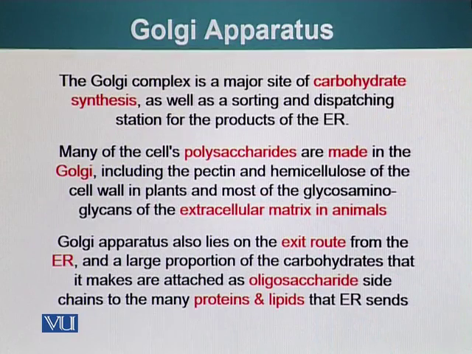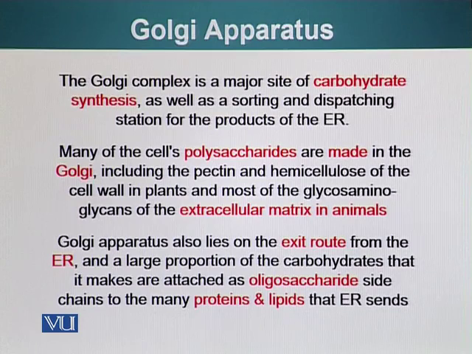Let me refresh your memory by talking about Golgi apparatus first. The Golgi complex is a major site of carbohydrate synthesis as well as sorting and dispatching station for products of endoplasmic reticulum, which it receives from the endoplasmic reticulum. Many of cells' polysaccharides are made in the Golgi apparatus, including pectin, hemicellulose of the cell wall in plants, and most of the glycosaminoglycans of the extracellular matrix in animals.